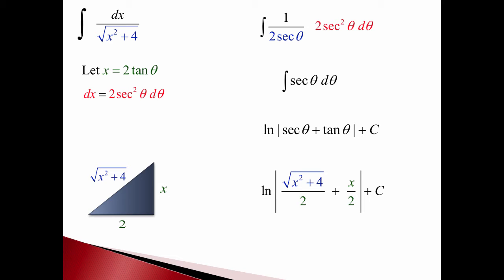And of course the tangent, we knew that one to start with. That was opposite over adjacent, the x over 2. So that lets us substitute our x's back in for thetas. We had to do a little trigonometry to do it, but that's not too bad because that's the power of the trig, right? Okay, let's do another example.